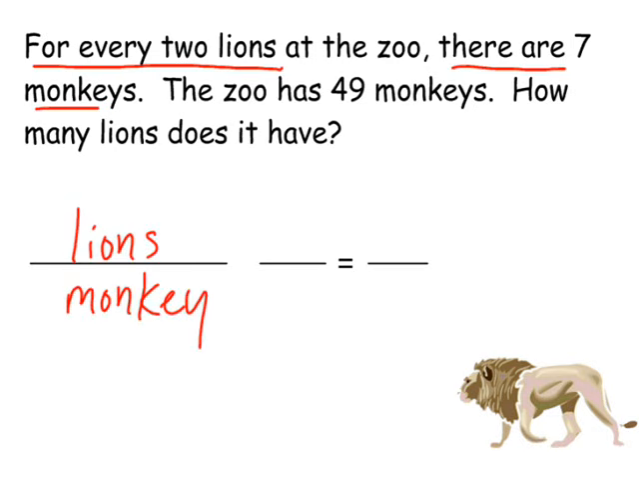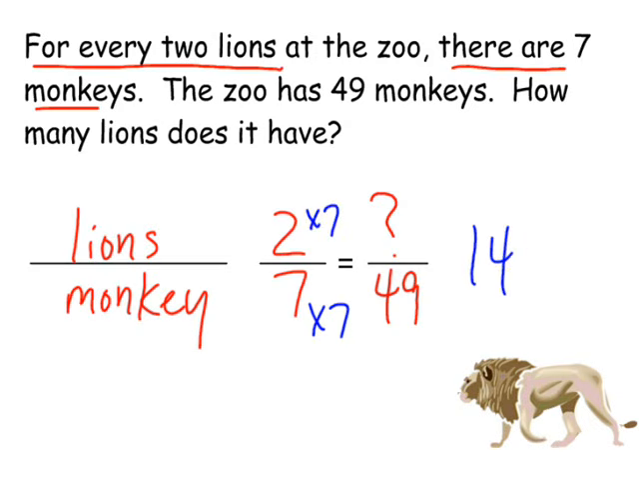And the ratio is for every 2 lions, there are 7 monkeys. Well, if the zoo has 49 monkeys, how many lions does it have? So let's go ahead and solve this. Now I could use cross products if I wanted to, or I'm going to use equivalent fractions because I know that 7 times 7 is 49. So if I do 2 times 7, that gives us our answer. The answer is 14 lions.